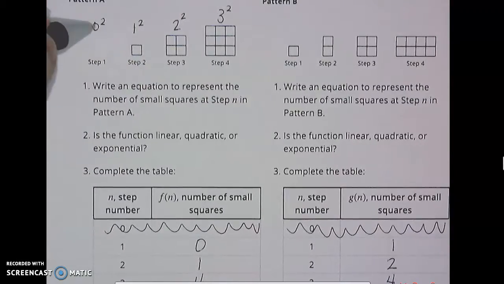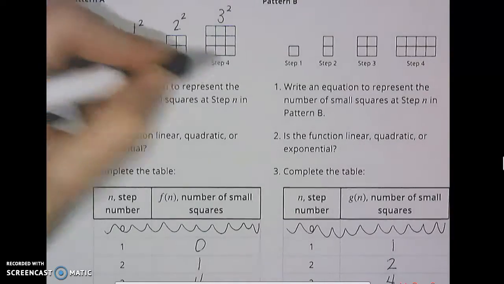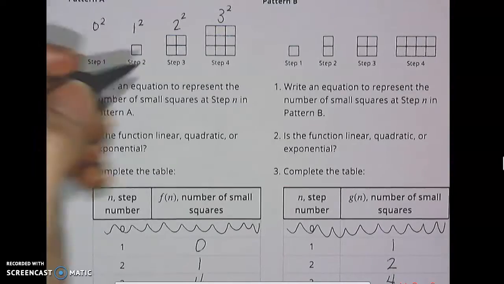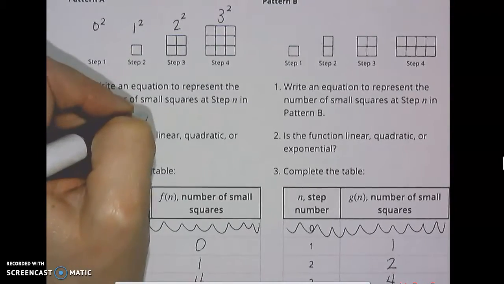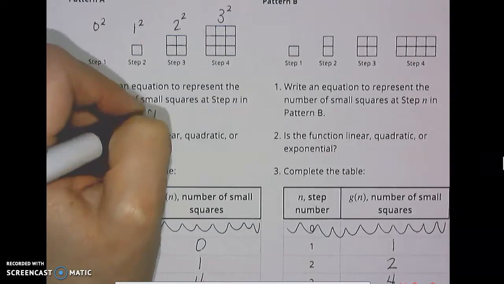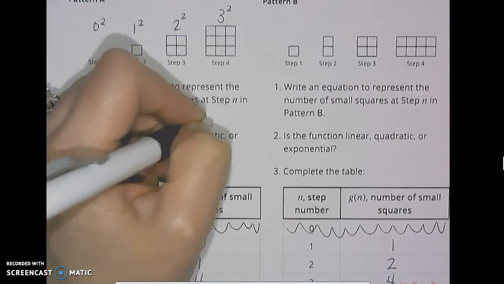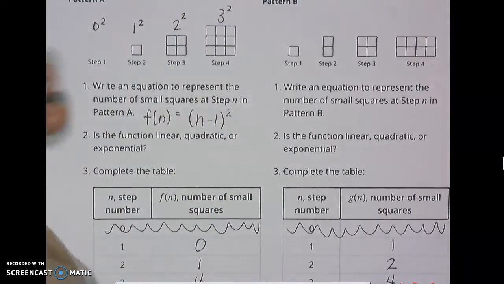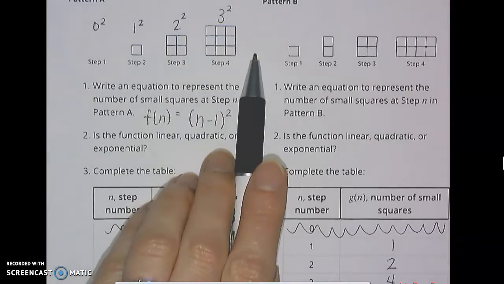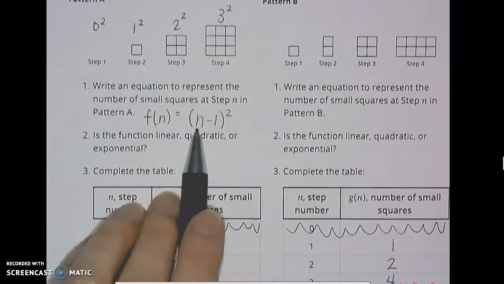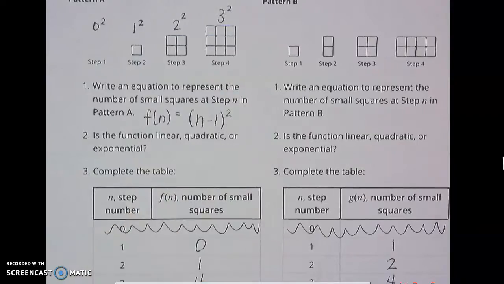How do we compare this number that we're squaring to the step that's here? The number that we're squaring is 1 less than the step that we're on. So here our equation would be, let's say, f of n equals (n minus 1) squared, because on the 5th step, it would be 4 squared, and you would keep going. Whatever step you're on, you're taking 1 less than that and squaring it.